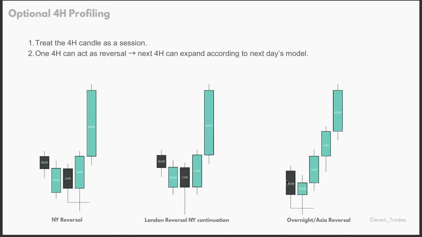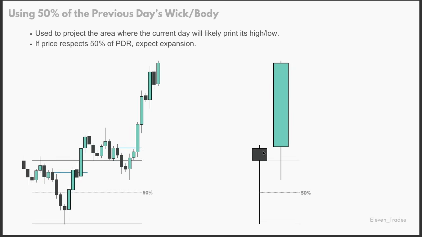Now the overnight reversal, when the 18 candle or the 22 candle is creating that swing point, then the next session candles are expanding higher. This is the lower probability one. Using the 50% of the previous day's range, the previous day's wick or body, this is an important one. It suggests many things, for example, when we have a reversal within the previous day, it created that wick on the lower time frame, a V-shaped reversal.